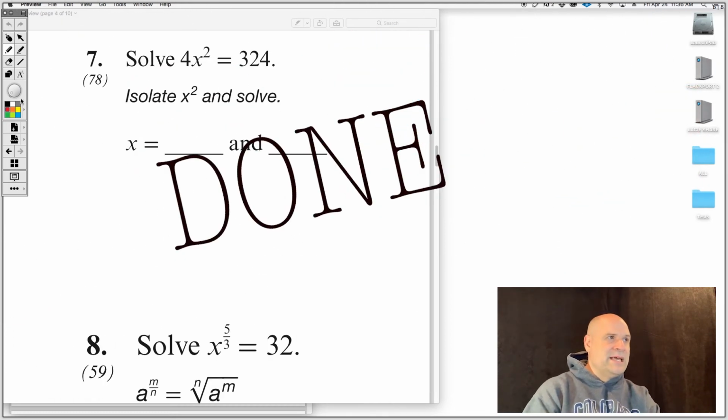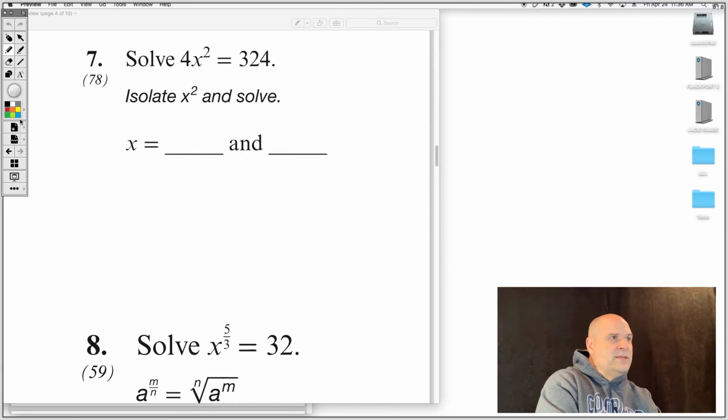All right, number 7. Let's solve this quadratic equation. We could solve it by factoring, or we could just try to get that x by itself. And since there's only an x squared, we could do that. So let's divide both sides by 4 first. So x squared equals 81.